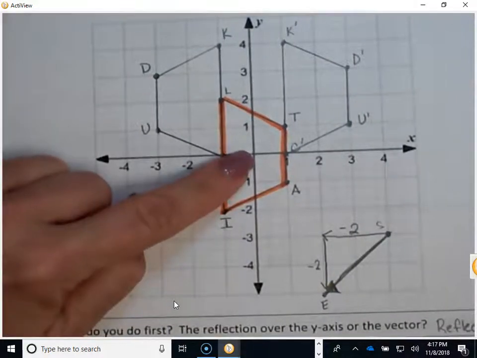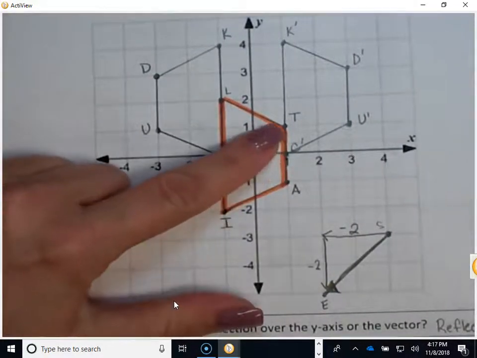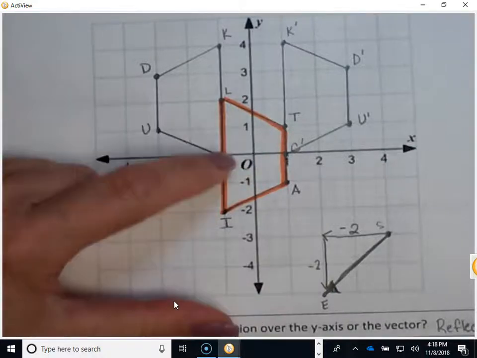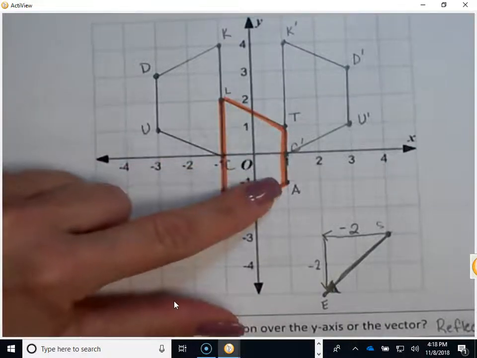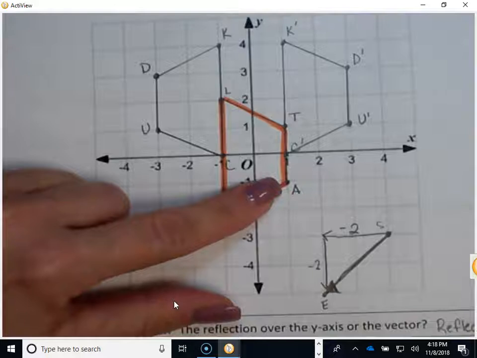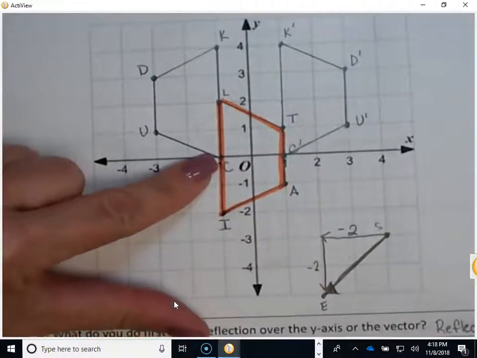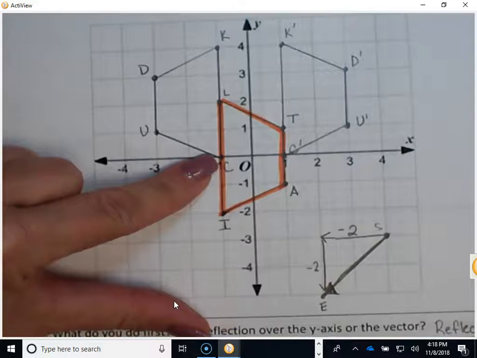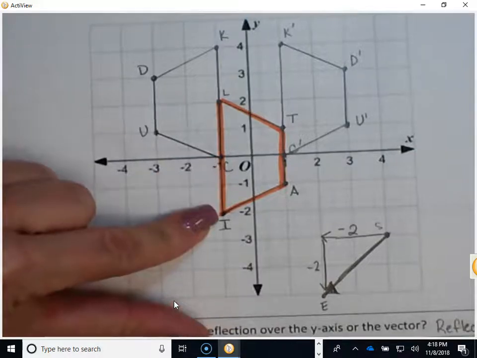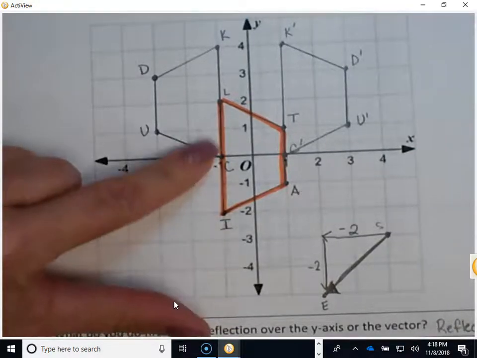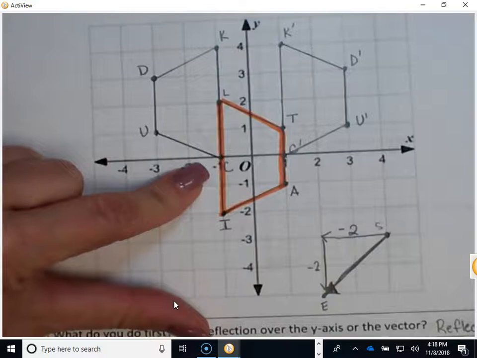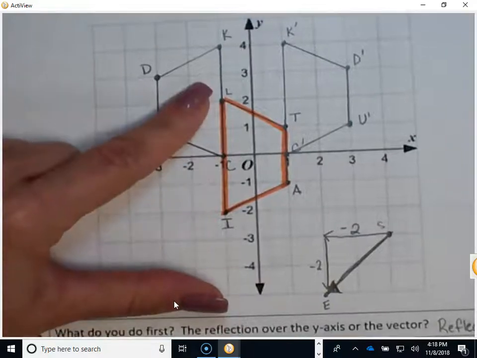It looks like T is to the right one, up one, so that's a positive 1, positive 1. A is to the right one, so that's positive 1, but it's down 1, so that's a negative 1. So positive 1, negative 1. I to the left 1, so that's negative 1. And then down 2, that's a negative 2. And then L to the left 1 is negative 1. Up 2 means positive 2.